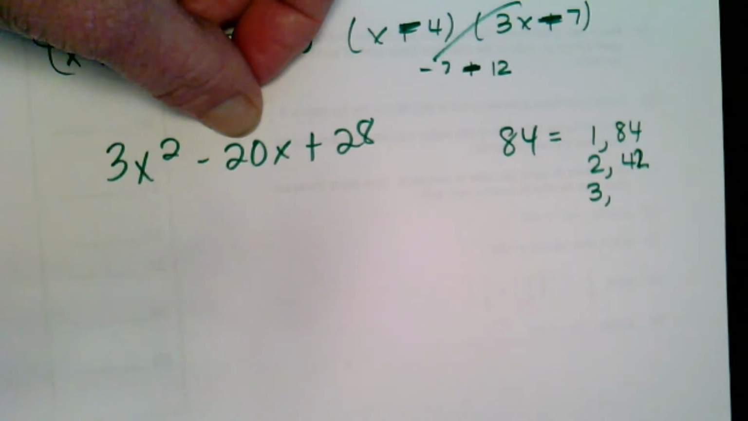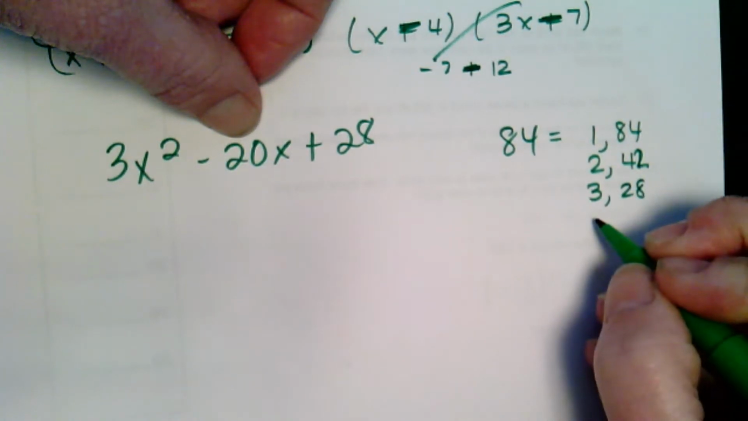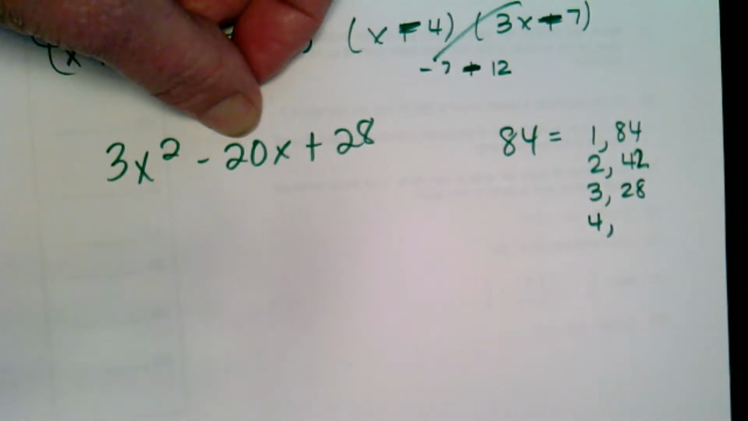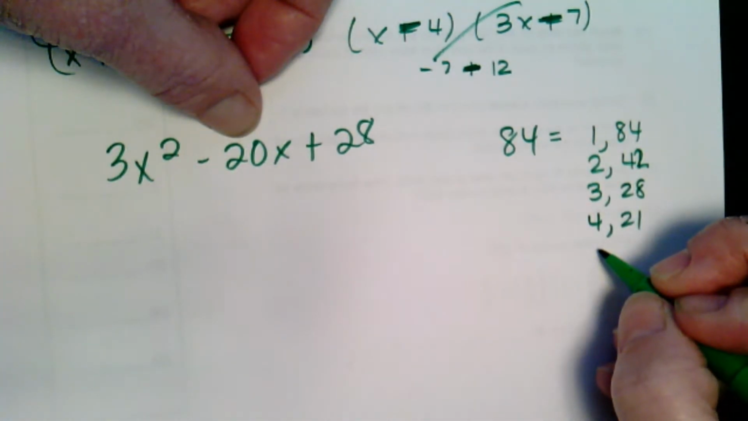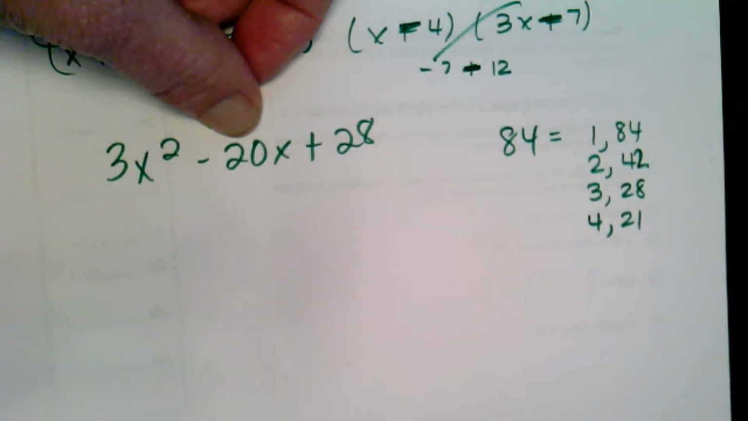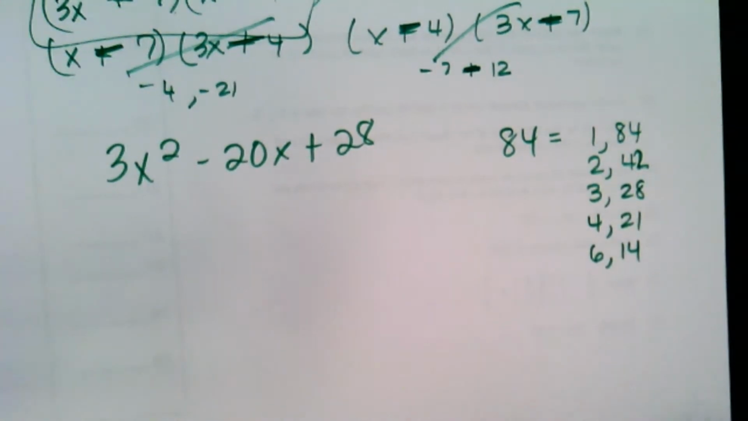84 divided by 3 is 28, so we're getting closer. 4, 5, 6, 6 and 14. So right there I found it. And this is how I always work it.